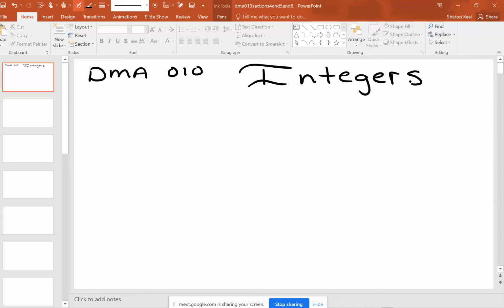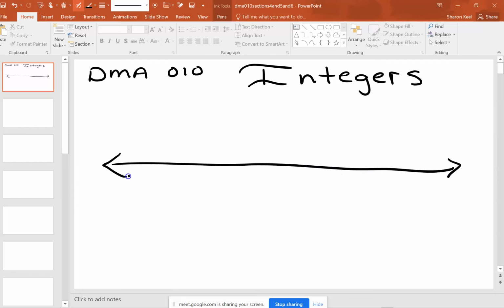Integers are numbers that we have on a number line. When we look at integers, we're going to be looking at both positive and negative integers. Integers will be represented as whole numbers, not fractions, not decimals. We're going to talk about fractions, mixed numbers, and decimals when we're in module DMA20. But for right now, we are going to be looking at whole numbers.